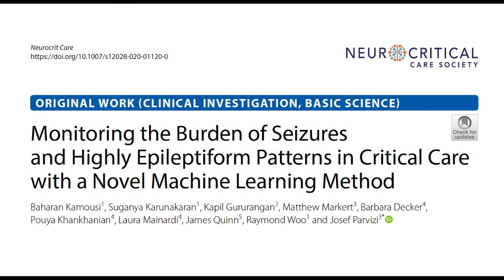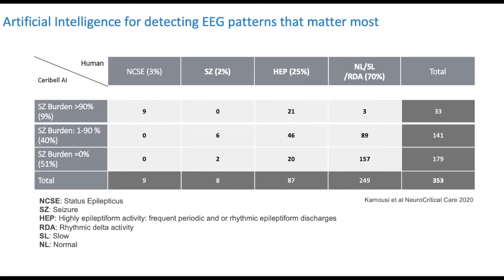Here I'm going to go over the main findings of this validation study. In this table, you see how humans and how Ceribell Clarity AI algorithm performances are compared. In this validation study, 353 EEGs were reviewed by several EEG experts who made their assessment, and based on the consensus of these EEG readers, they were labeled either as non-convulsive status epilepticus, NCSE, focal seizures less than 5 minutes, or just seizure, or highly epileptiform patterns, or the rest, i.e. normal, slow, rhythmic delta activity, and so on.